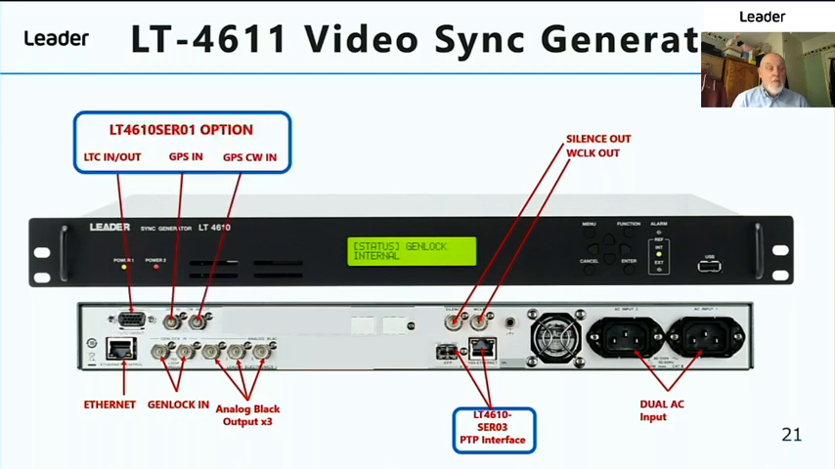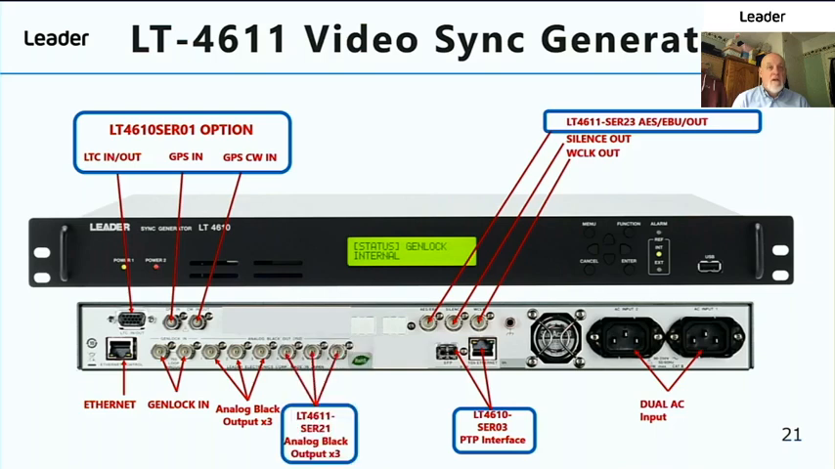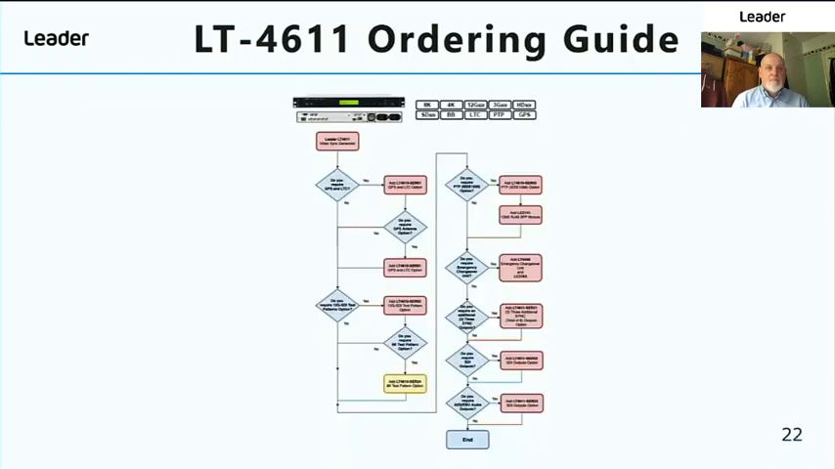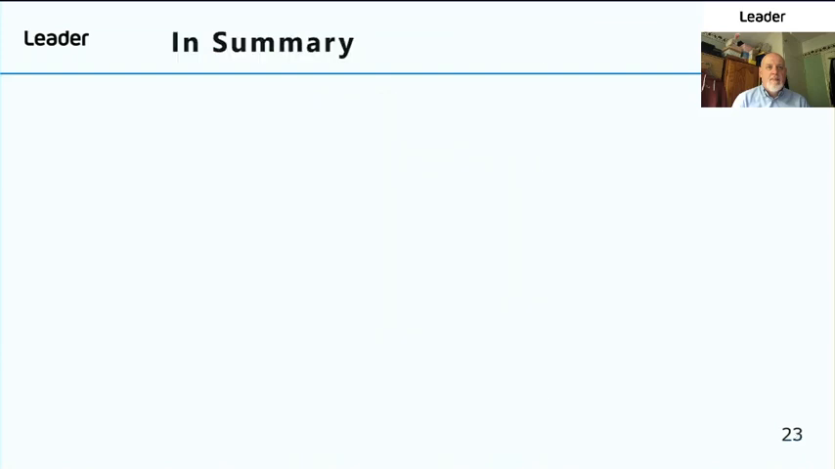Should you require more of the traditional SDI features, they're available. We have the GPS signal interface. We have the AES EBU out interface. We can add another 3 black and burst outputs. We can add SDI outputs. And we can add the 12 gig UHD outputs, making it equivalent to the LT4610. And again, there is a very simple step-by-step ordering guide.